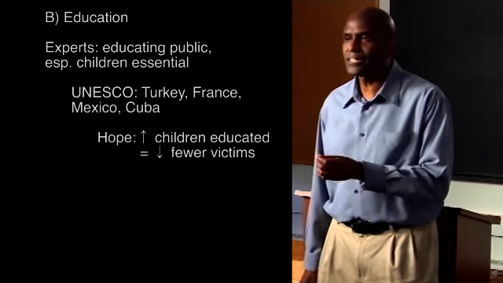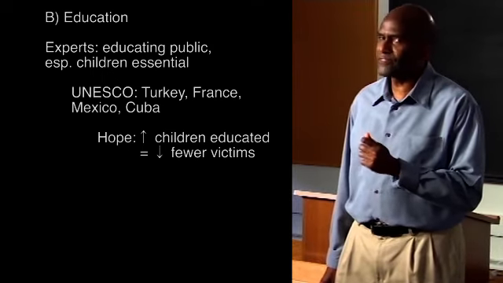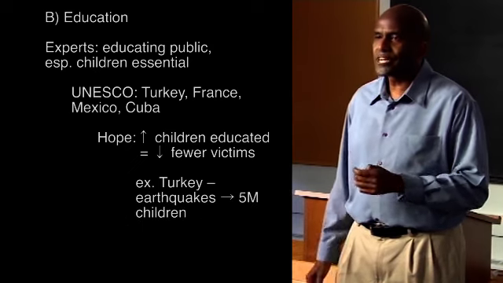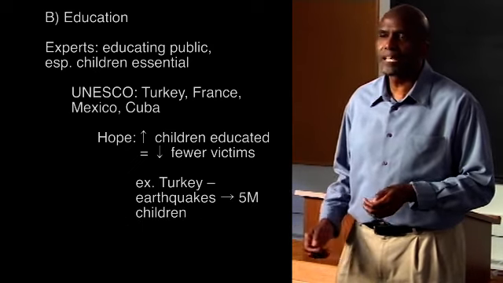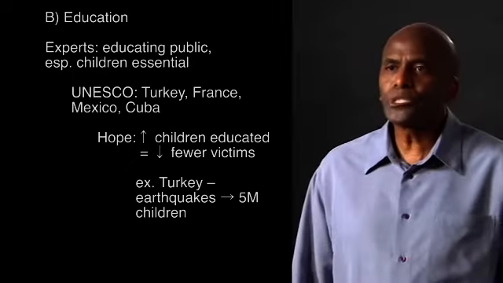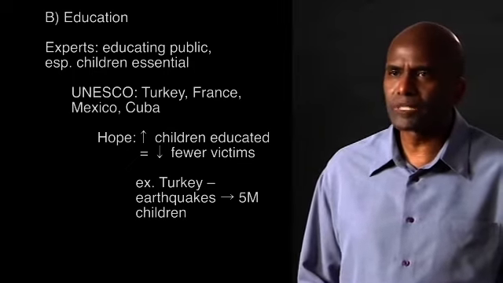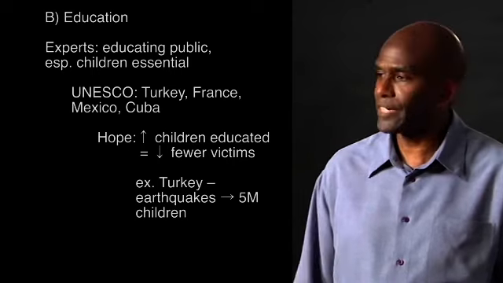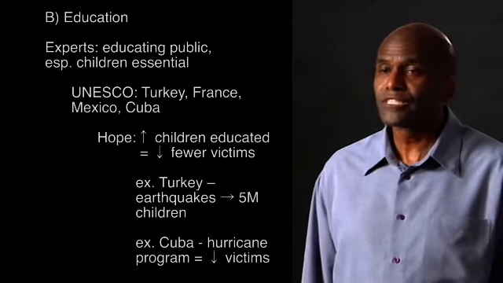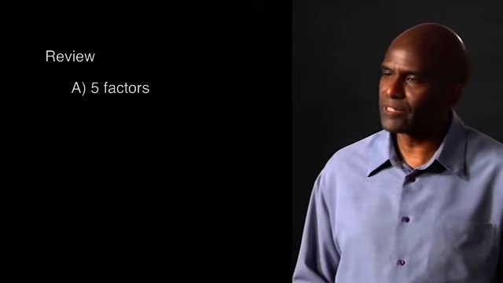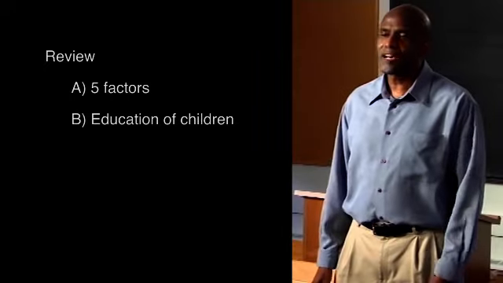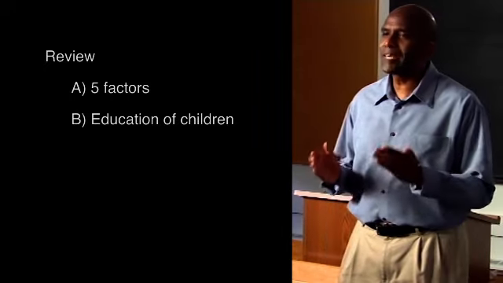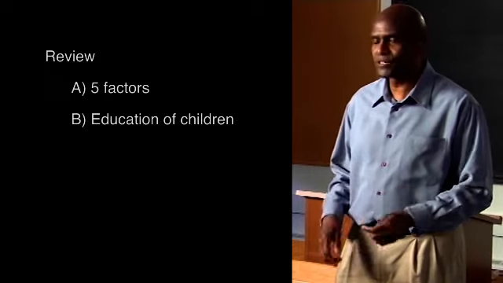For example, in Turkey, earthquakes threaten the safety of about 5 million children. So there is now an earthquake education program targeted at students countrywide. And in Cuba recently, with more school programs about hurricanes, there have been fewer hurricane victims. Now that's great news. So let's review what we've covered today. I mentioned 5 factors in an emergency plan and how education of children is considered vital to disaster preparedness and mitigation. I feel a lot of hope now because so many countries see how important a good emergency plan is.